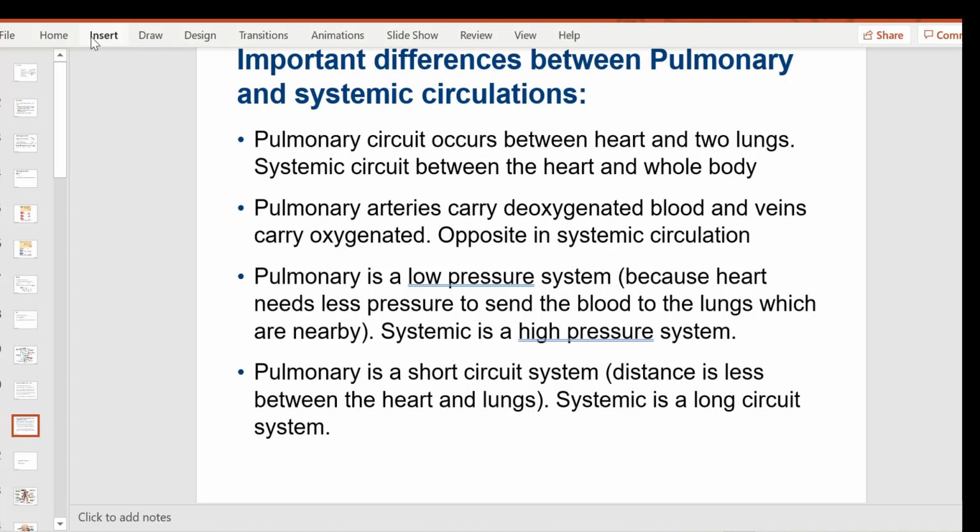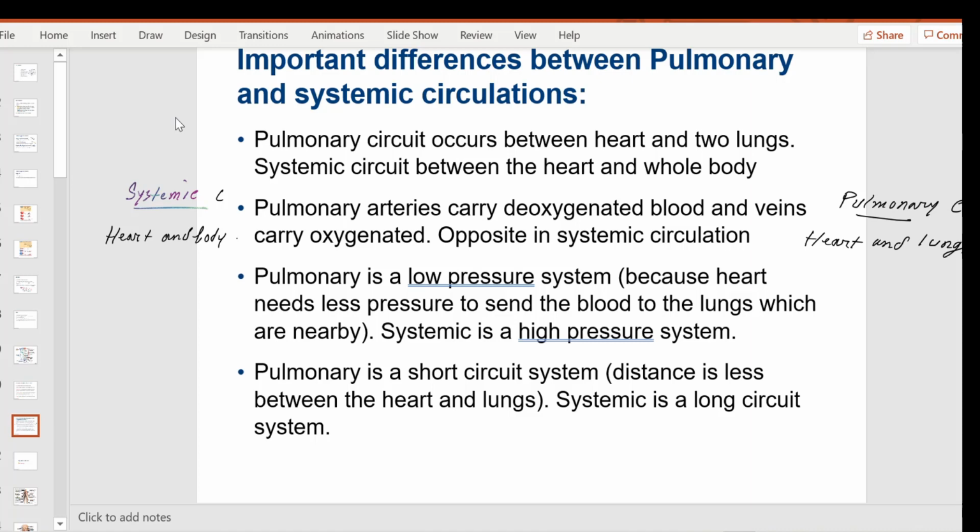Systemic circulation is the circulation between the heart and the body. So between the heart and the whole body. Okay, pulmonary circulation is the circulation of blood between the heart and the lungs, two lungs.